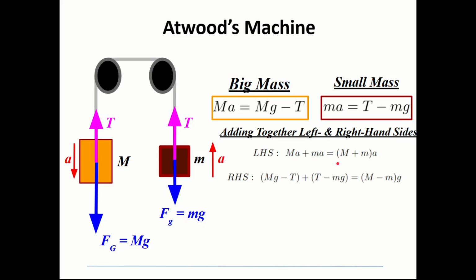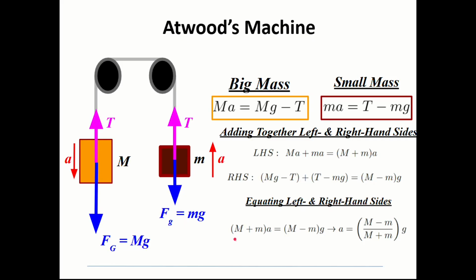What we're going to do is eventually equate this and this together. That's the next step. So we have our left-hand side equal to our right-hand side, and then we rearrange to solve for the acceleration of the system, and this is what we attain. This is going to be the difference of the masses divided by the sum of the masses, all times our gravitational acceleration, g.